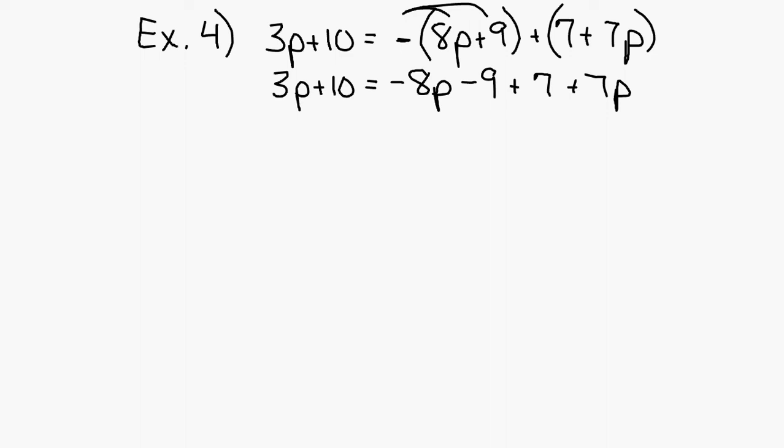In this case, you've got to combine like terms. The left-hand side stays the same. You're going to combine a negative 8p and a 7p. And negative 8 plus 7 is just negative 1p. And then you've got to combine a negative 9 and a 7. And negative 9 plus 7 is positive 2.